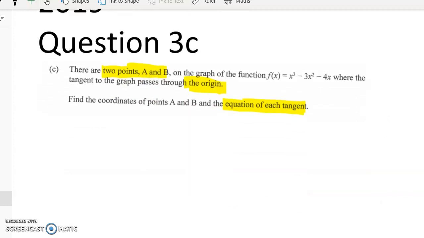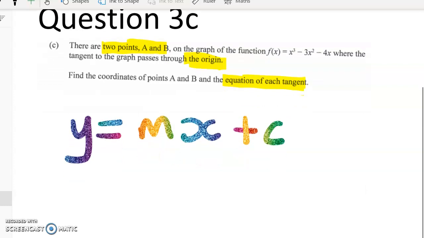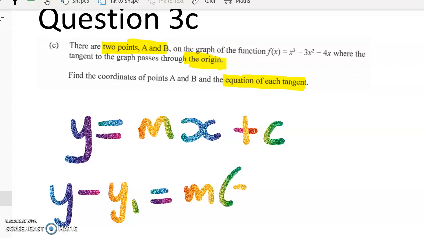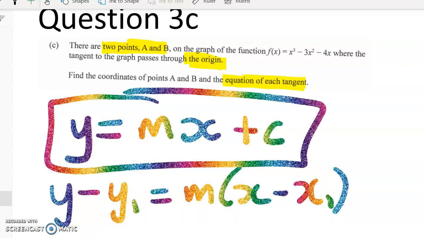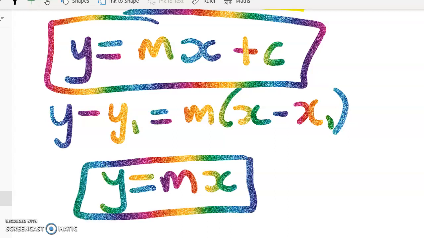Well, when we were back in year 9 and we learned about the equation of a straight line, we learned that we could write the equation of a straight line as y equals mx plus c. And the other way that you can write it is using this form. And if you're in my class, you know that I like both of them, but usually I stick with this one. And if the tangent to the graph goes through the origin, it simplifies that equation down to y equals mx. So we're going to use that.